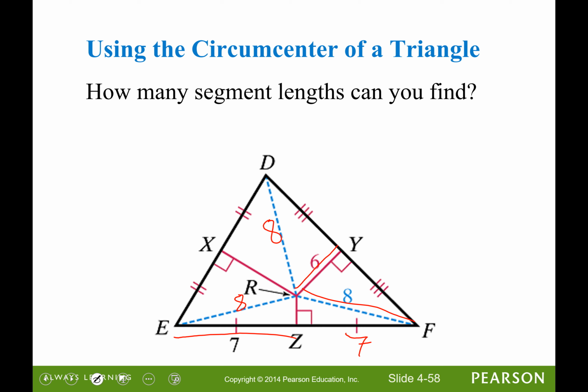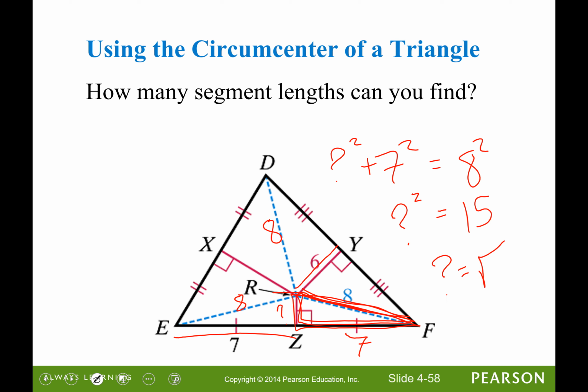Well, we could use the Pythagorean theorem to find more segment lengths if we wanted to. Like for this triangle right here, that's a right triangle. We have lots of right triangles in this figure. If we were trying to find this segment length right there, I'll just leave it as a question mark, that segment length squared plus 7 squared is equal to 8 squared. So that segment in question squared is equal to 64 minus 49, 15. So that segment would be equal to the square root of 15. And there are no perfect squares inside of 15, so we can't reduce that any further.